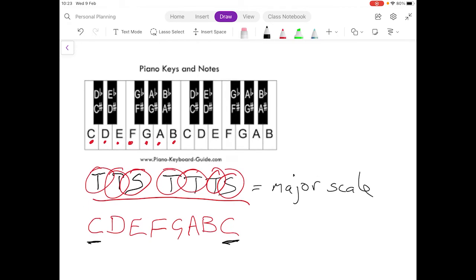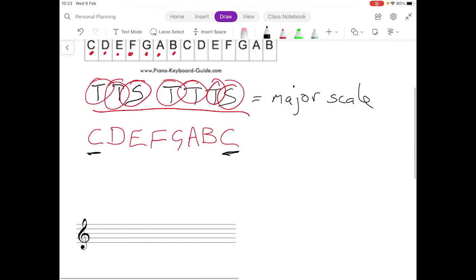Now, when you look at this scale, you'll find that some scales have either sharps or flats in them, right? That's where the key signature comes from. If we look at the C major scale, we can see C, D, E, F, G, A, B, C. There's no flats or sharps. That's why in your key signature for a C major scale, you have no flats or sharps, because there's no flats or sharps in the major scale.